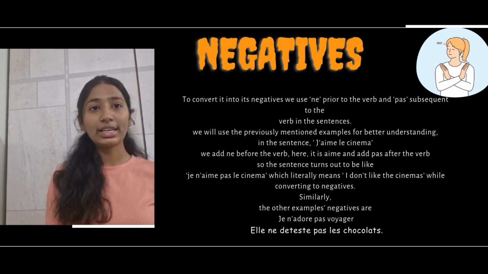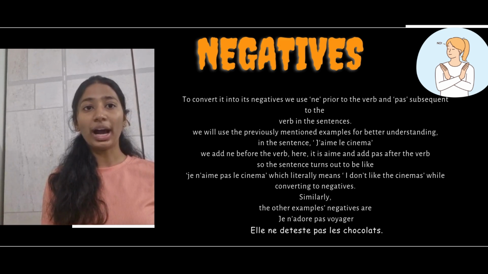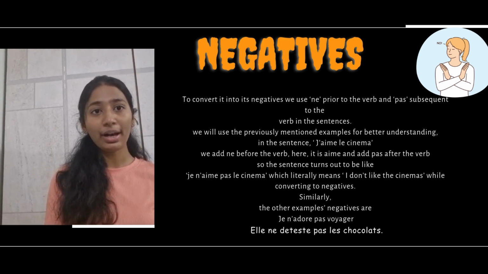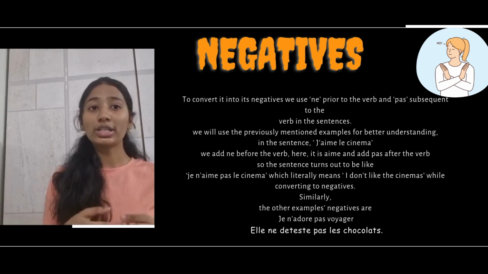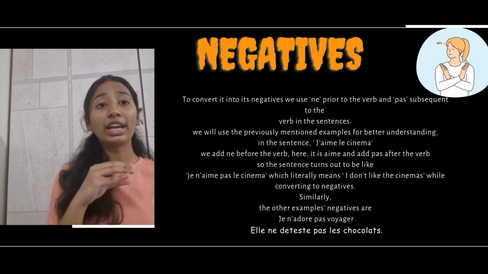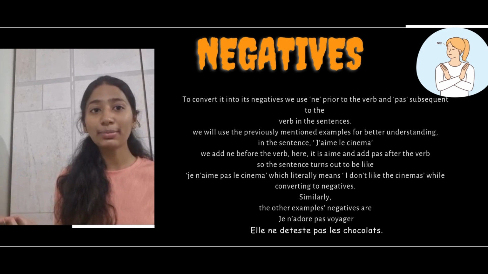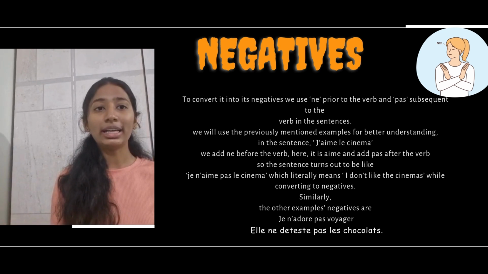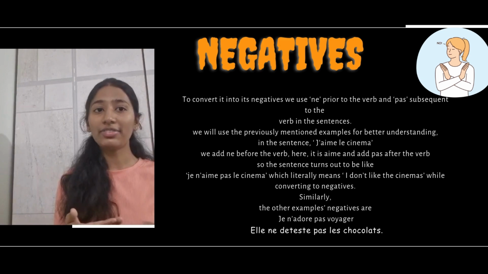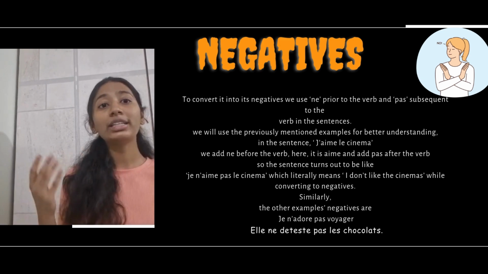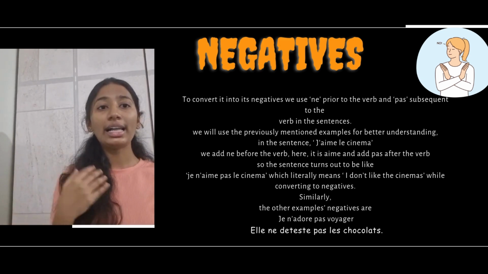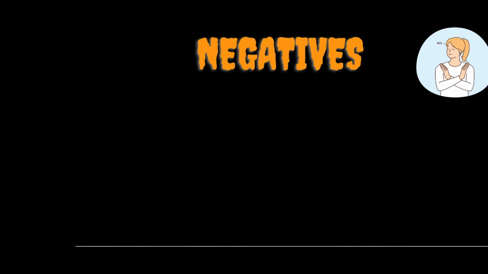In the sentence, j'aime le cinéma, we add ne before the verb aime and pas after it. So the sentence turns out to be je n'aime pas le cinéma, which literally means I don't like the cinema. Similarly, the other examples' negatives are je n'adore pas le voyage, elle ne déteste pas le chocolat.